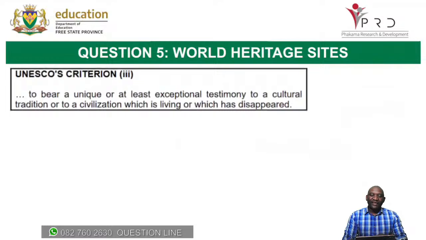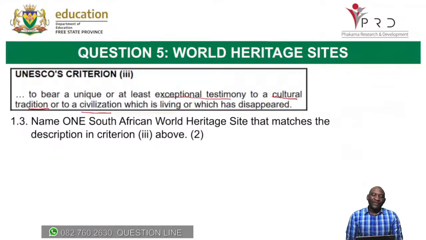We've got one of the criterion here. It says to bear a unique or at least exceptional testimony to a cultural tradition or to a civilization which is living or which has disappeared. So which means that a place must fit this particular criterion. And then let's look at the question here. It says name one of South African World Heritage Site that matches the description in criterion 3 above.